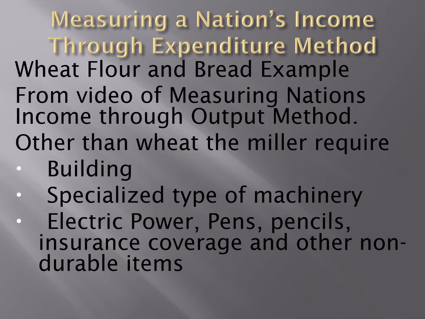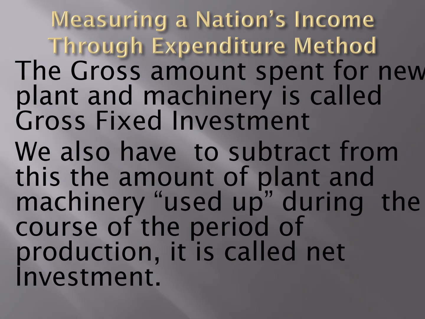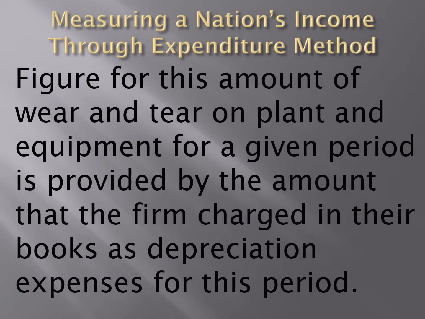From the wheat, flour and bread example, one can see the video on measuring a nation's income through the output method. One can go through the example and then see that other than the wheat, the miller required buildings, specialized types of machinery, electric power, pens, pencils, insurance coverage and other non-durable items. The figure for the amount of wear and tear on plant and equipment for a given period is provided by the amount that the firm charged in its books as depreciation expenses for this period.